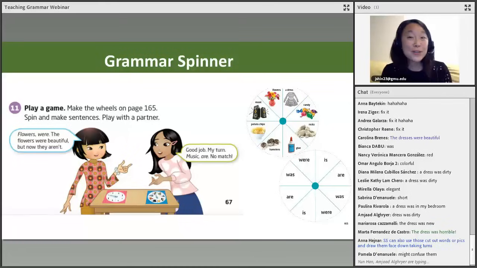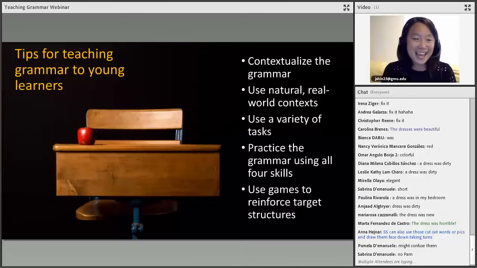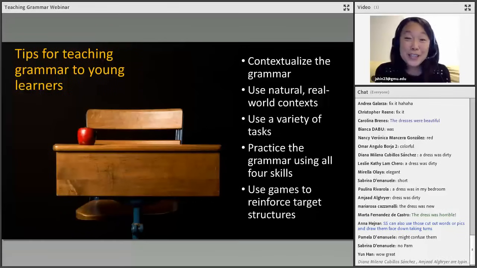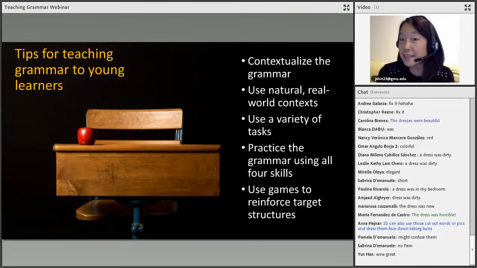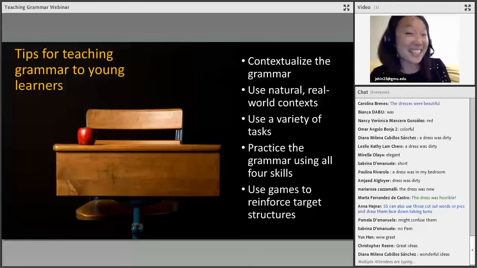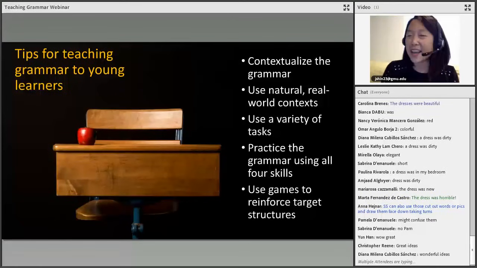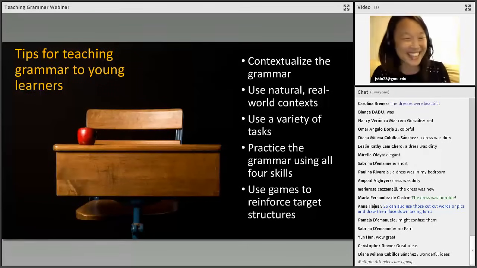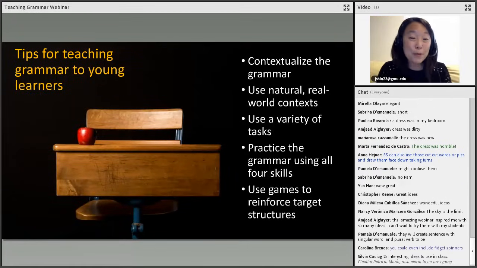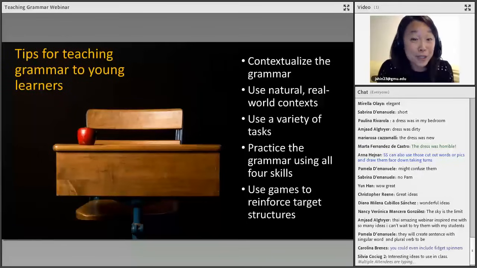Okay, so these are just a few ideas, but I hope you get the idea, right? That we need to contextualize the grammar, right? You need to make sure that you're presenting it within a context, like a song or a story. Try to use natural real world contexts and use a variety of texts, but also a variety of tasks. Okay, try to keep the classroom interesting. Also, make sure we're practicing the grammar using all four skills, which I think we did.